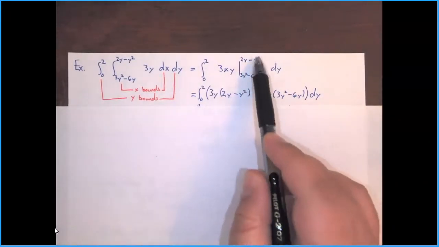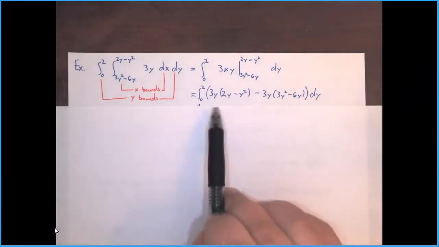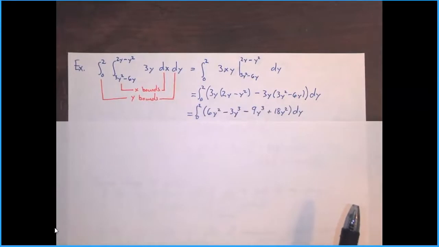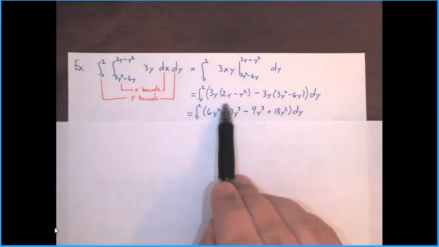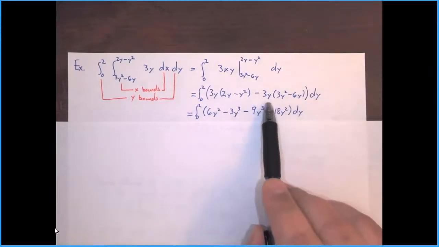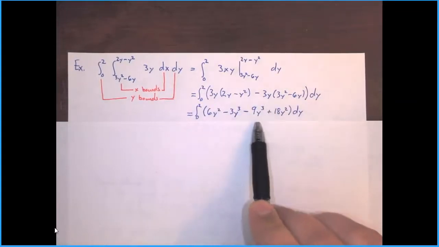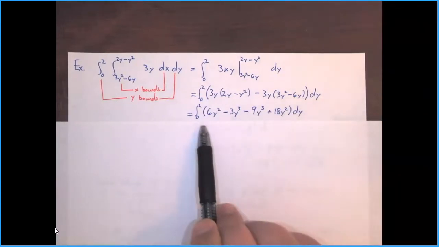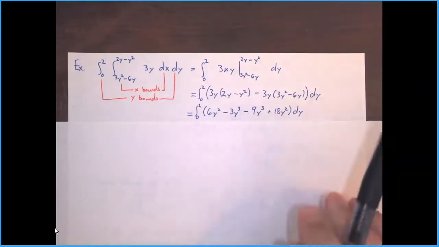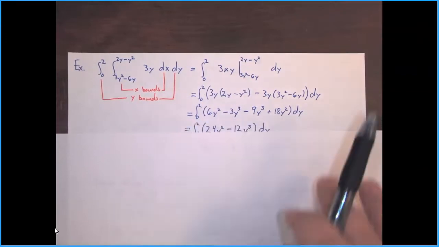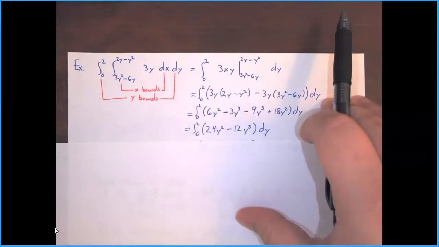I'm plugging in these functions instead of just having numbers here. But from here I can simplify this. And this is just some algebra. I distribute the 3y. I distribute here, that gives me 6y squared minus 3y cubed. I distribute this minus 3y, that gives me minus 9y cubed plus 18y squared. Now I can combine like terms, and that's going to give me 24y squared minus 12y cubed.